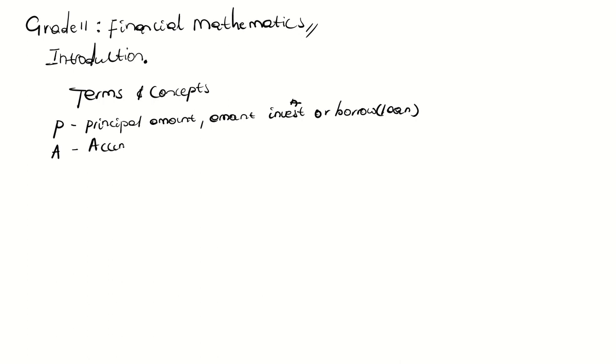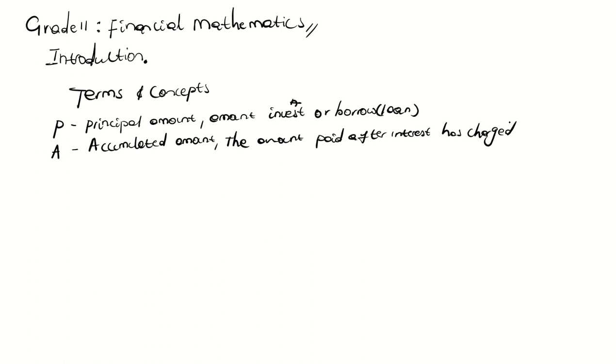Let's think of it in contrast to, say, the accumulated amount. A is for the accumulated amount. But what is the accumulated amount? This is the amount paid. So it's an amount you'll be paying back, after interest has been charged, okay? In the case of a loan, it's the amount you're paying back after interest has been charged.